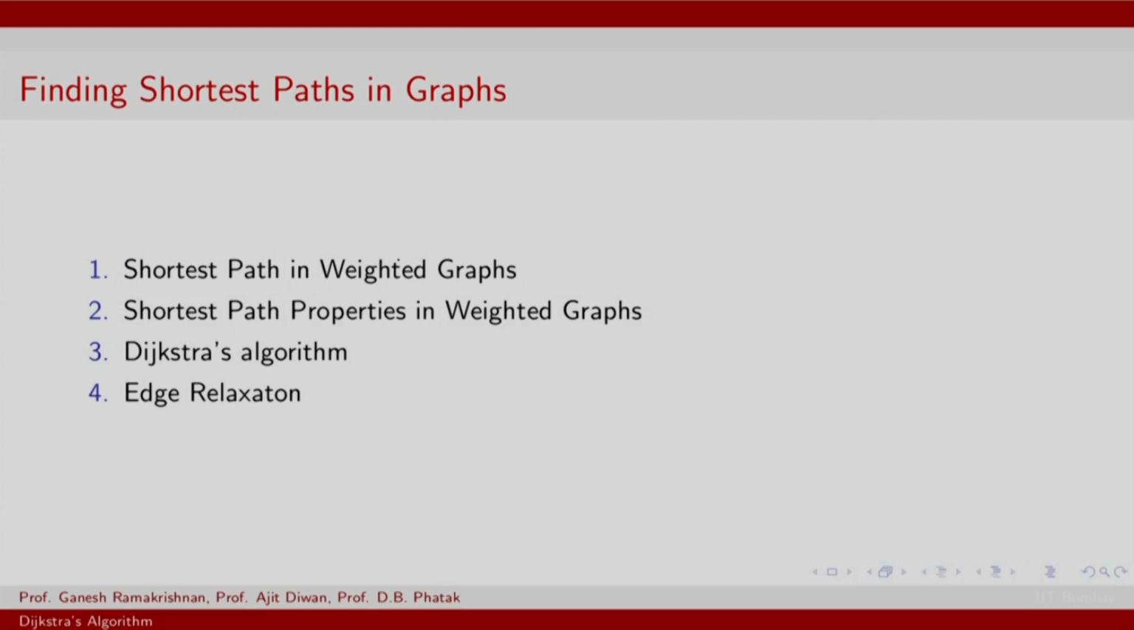So we will discuss shortest path in graphs that are weighted, and the underlying property of some of these algorithms. In particular, Dijkstra's algorithm makes use of a property called the optimal substructure property. And finally, we discuss the procedure of edge relaxation.